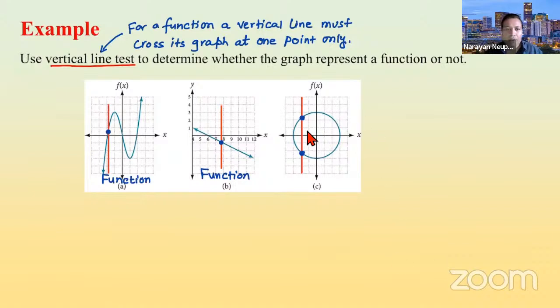If the vertical line crosses the graph at 2 different points, then the graph is not a function. So this graph does not represent a function. That means a circle is not a function. So that is not a function.